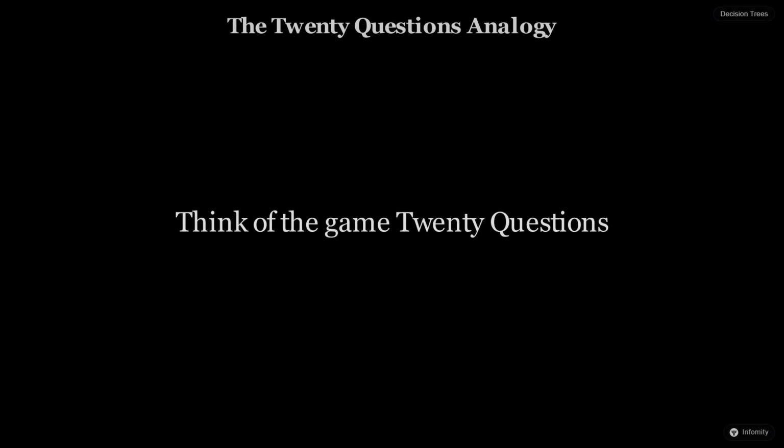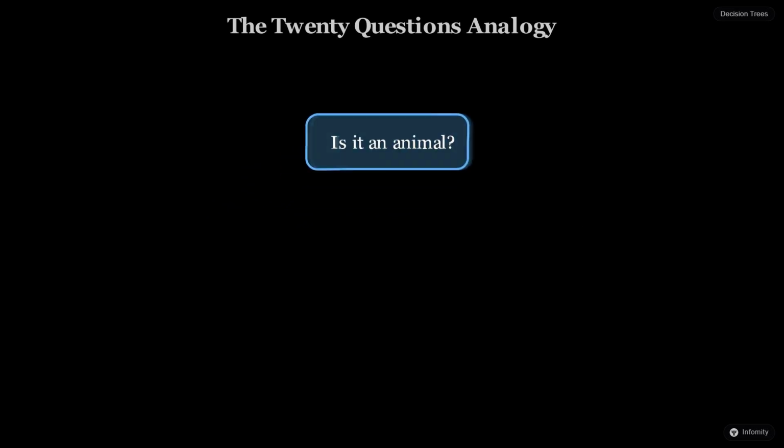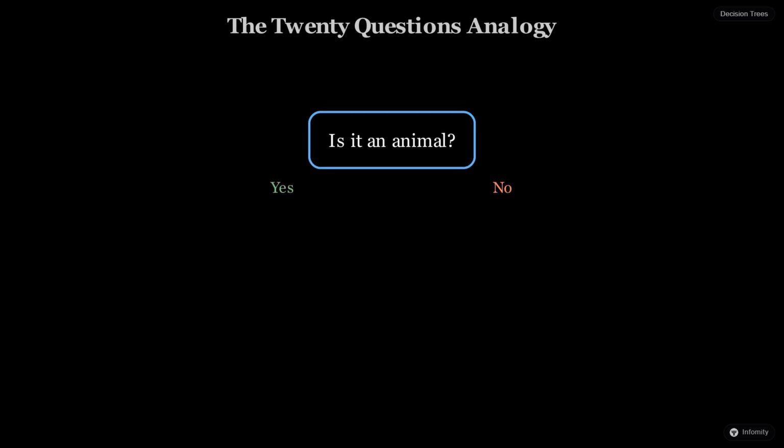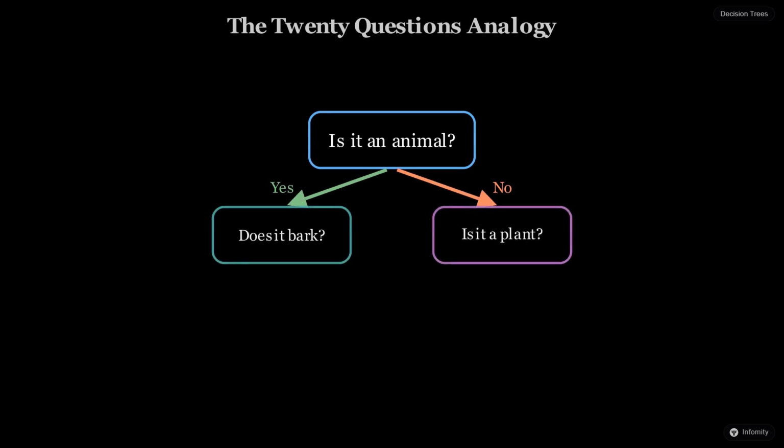You are trying to guess a secret object. Instead of guessing randomly, you ask a series of yes or no questions to narrow down the possibilities. Each answer splits the world into two groups, the items that fit the description and those that do not. This is exactly how a decision tree operates on data.